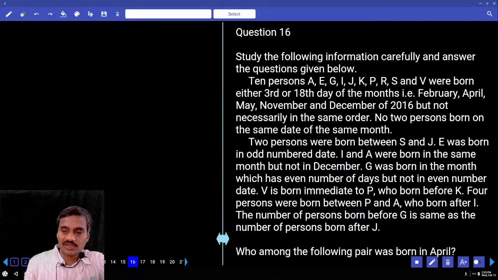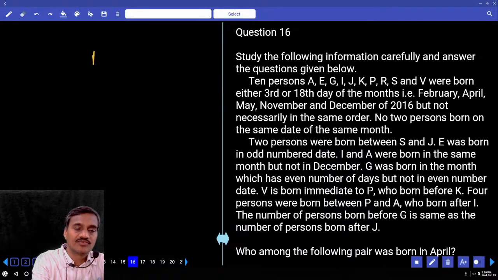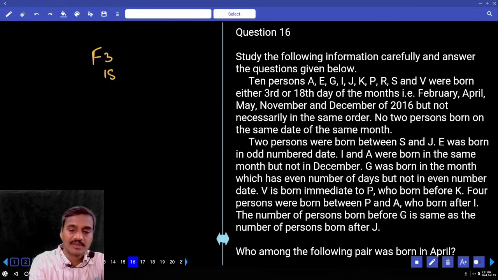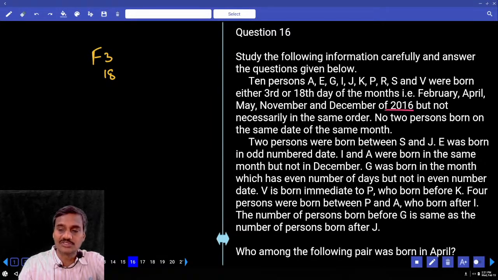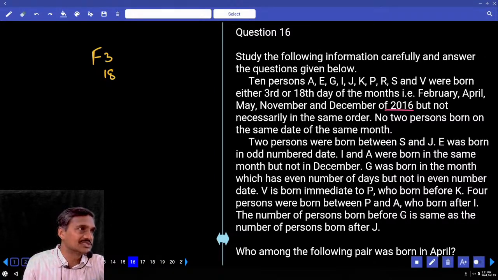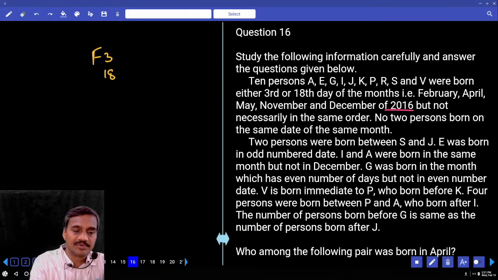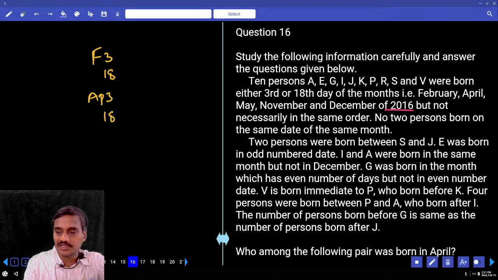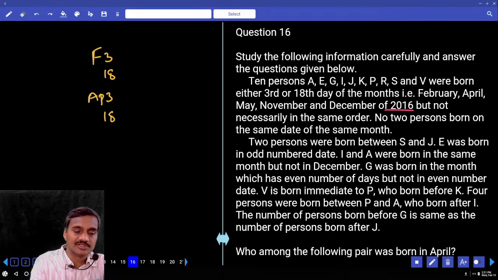And what are the months we have? Feb, April, May, November and December. Now in Feb, what are the days we have? Feb 3rd, Feb 18. And 2016 is given. Why is that information given? Because 2016 is a leap year, February will have only 29 days rather than 28.